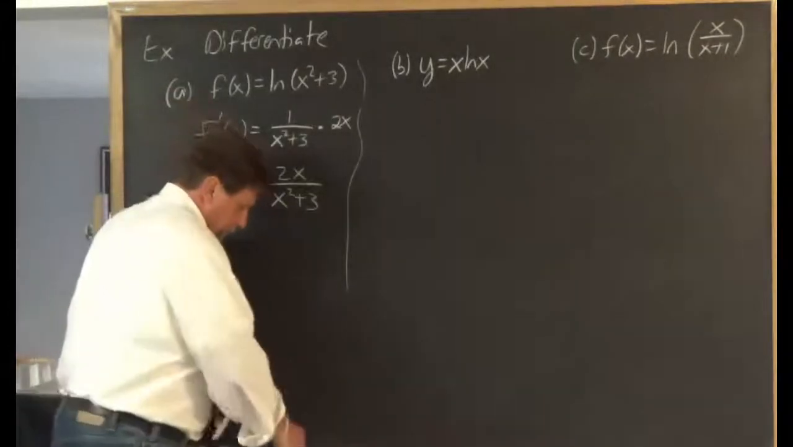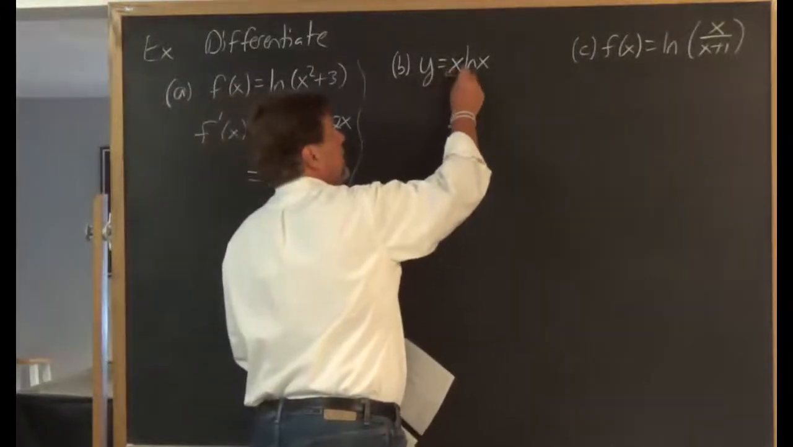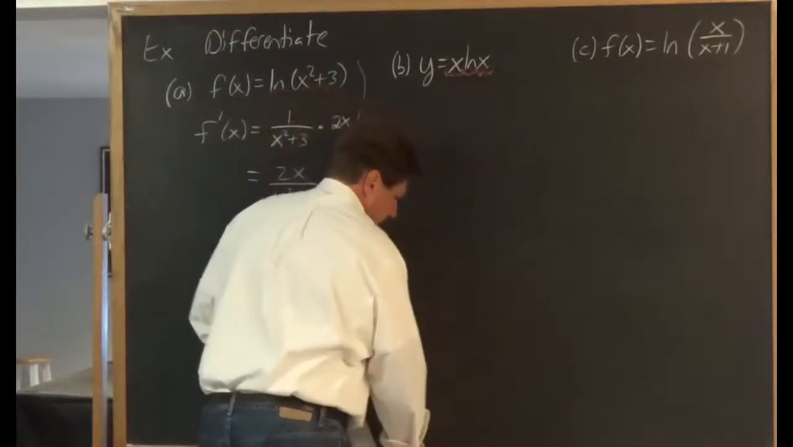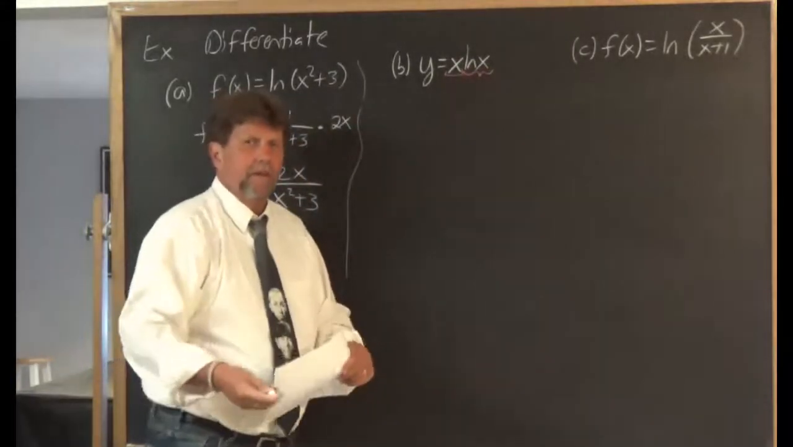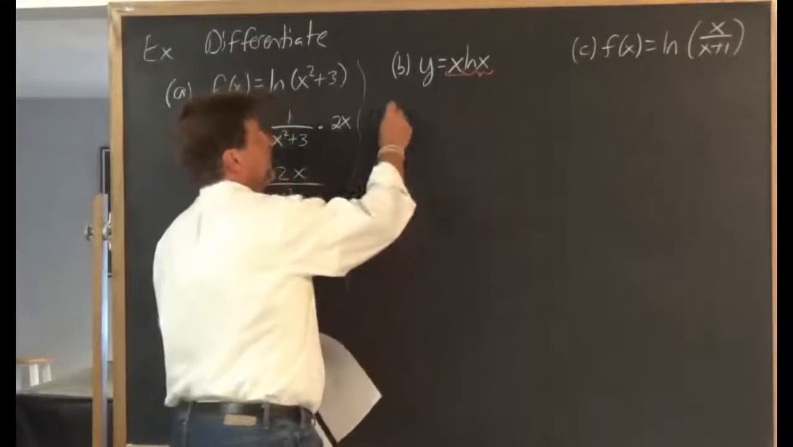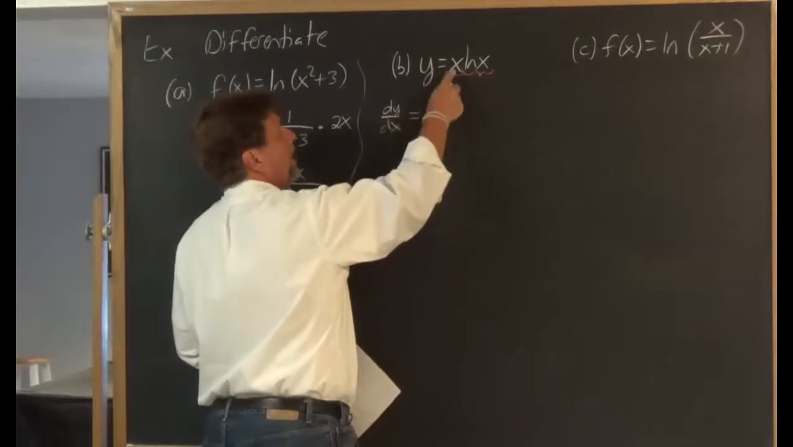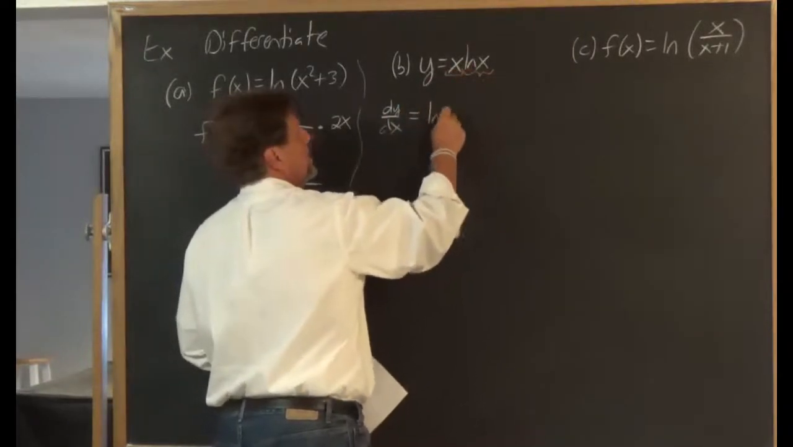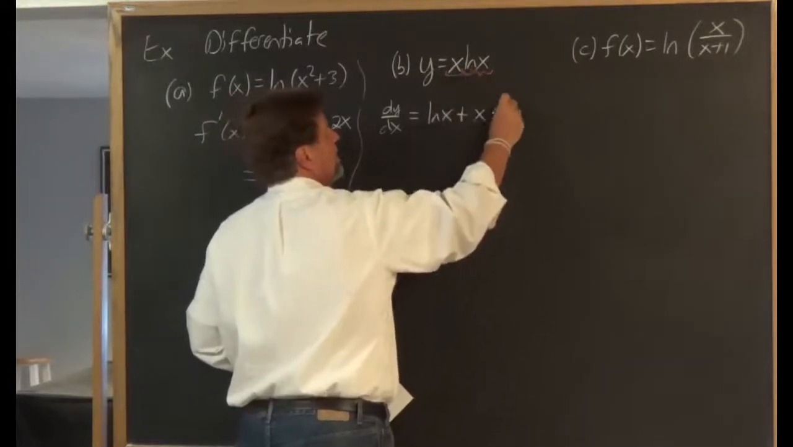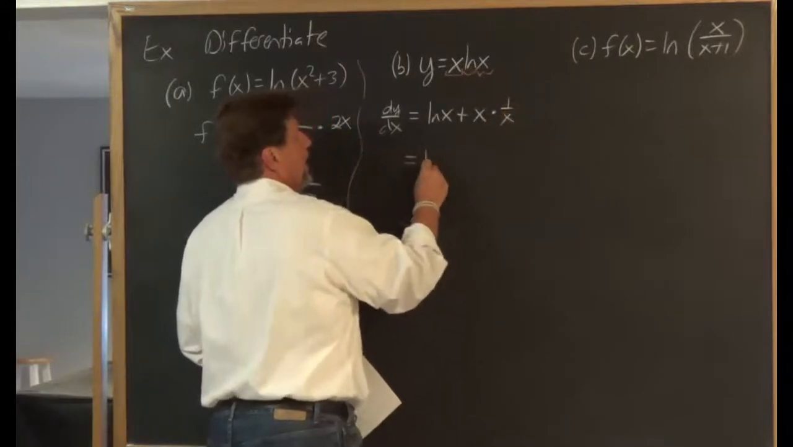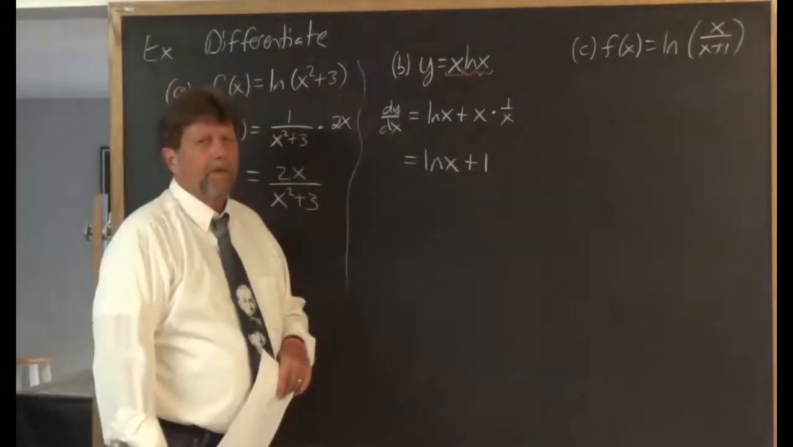Part B. Just because we've learned a new rule doesn't mean it's okay to forget the old rules. I mean, look, you have a product rule here. You have x times ln x. It's the product of 2 functions. So we're going to have to use the product rule. The derivative of the first function is 1 times the second function plus the first function times the derivative of ln x, which is 1 over x. And yeah, I would simplify it to that. It's not much simplifying.